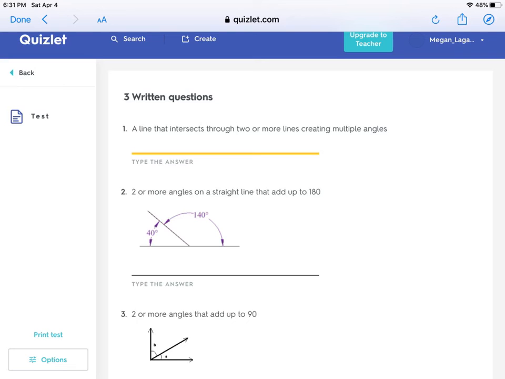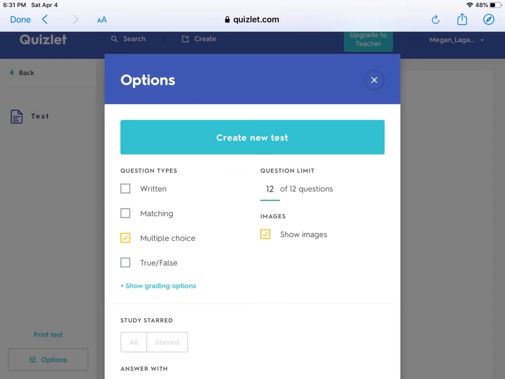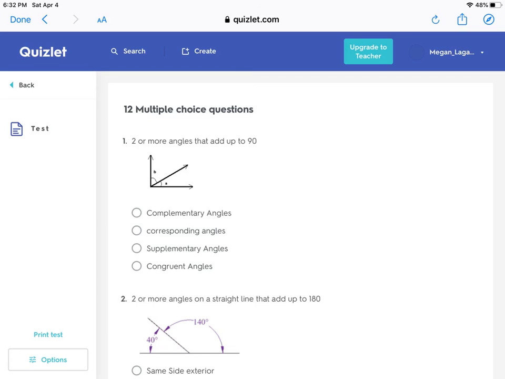So my suggestion would be to flip through the deck and practice them a bit and create a test for yourself. When you're setting up a test for yourself, choose the options. I like to start with just the multiple choice. So you want to uncheck the other boxes and just have multiple choice selected, and then hit create new test. And it will look like this. So you'll have the picture. Here's what it sets up. You get a bunch of answers to choose from.